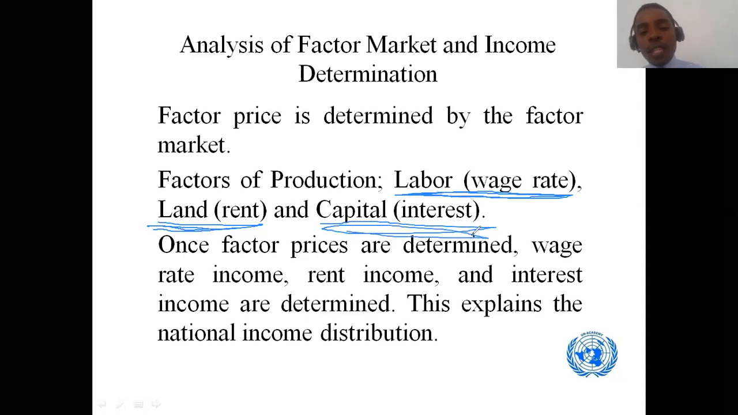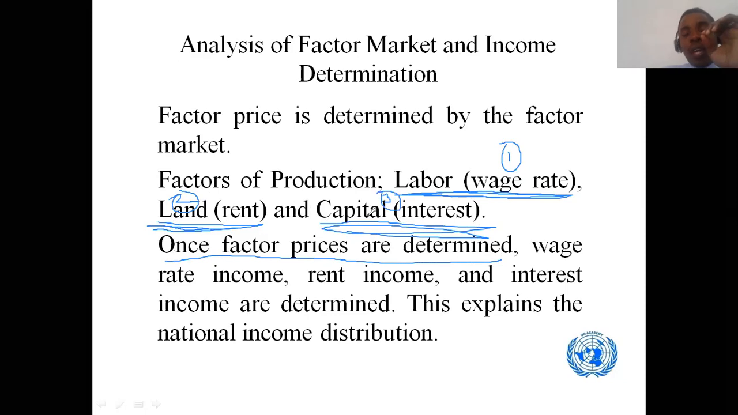One thing we must also note is that once factor prices are determined, the prices of factors of production are determined. So once they are determined, what happens? Automatically, wage income is determined, rent income is determined, and interest income is determined. In the banking sector, you have what we call interest income. Interest income is the income that comes from lending out a loan to people, who then pay interest on it.